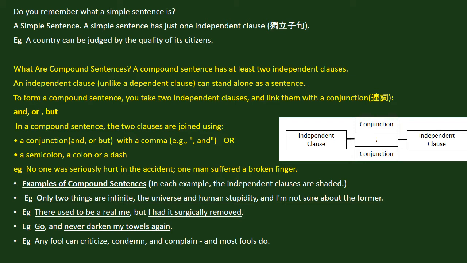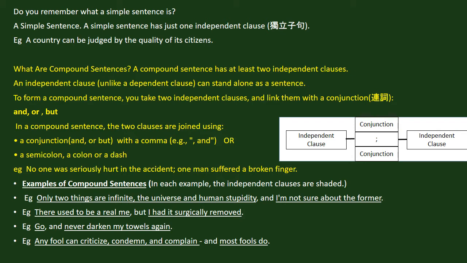之前教大家 simple sentences，大家仲記得嗎？Do you remember what a simple sentence is? A simple sentence is just a sentence that has one independent clause. For example, a country can be judged by the quality of its citizens. Okay? Now, next, we're going to talk to you about compound sentences.